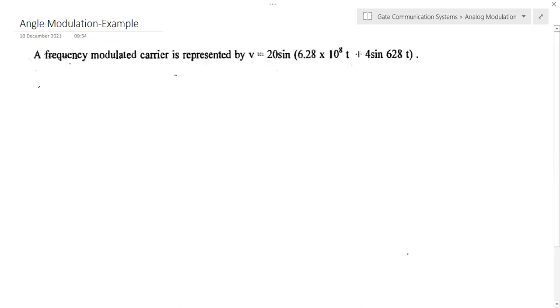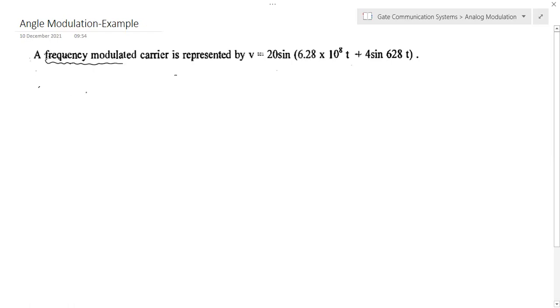So here a frequency modulated carrier is represented by v of t equal to 20 sine (6.28 into 10 raised to 8 t plus 4 sine 6 to 8 t). So now we need to find the different components. It is given that it's a frequency modulated signal.